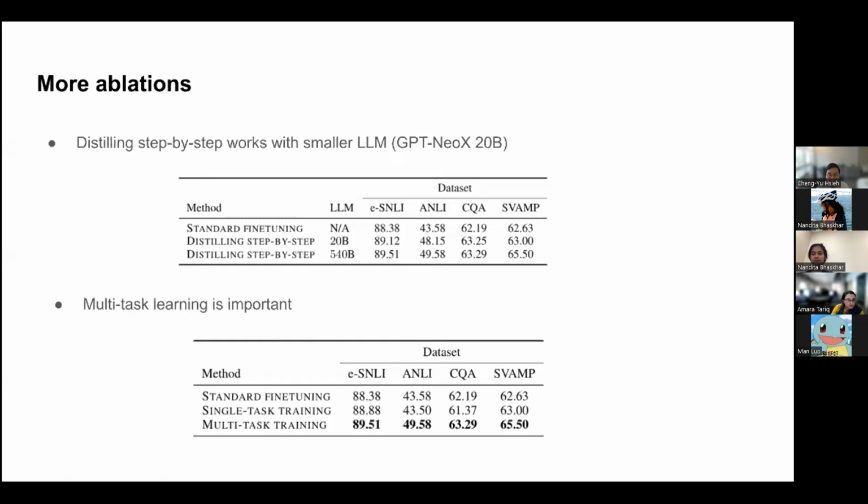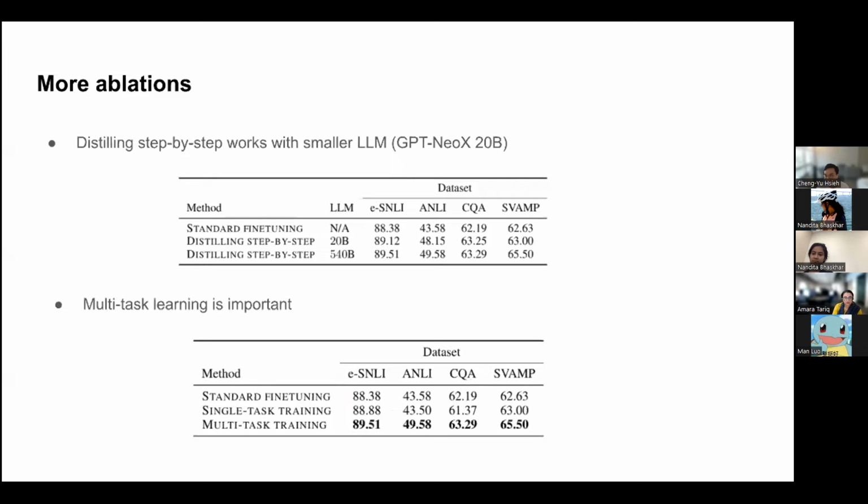But here we see that if we simply train the model to predict rationale and label as a single task, we find that this is not a very effective way of utilizing the rationale. Specifically, on some of these commonsense question answering datasets, we see even performance degradation compared to standard fine-tuning. So this validates the importance of treating the rationale prediction task and the label prediction task as separate tasks and considering a multi-task training approach.